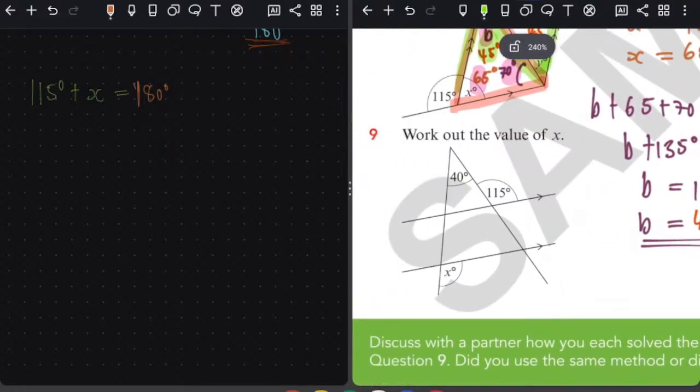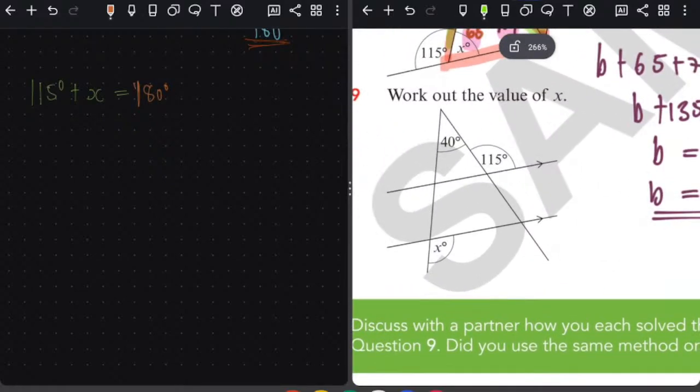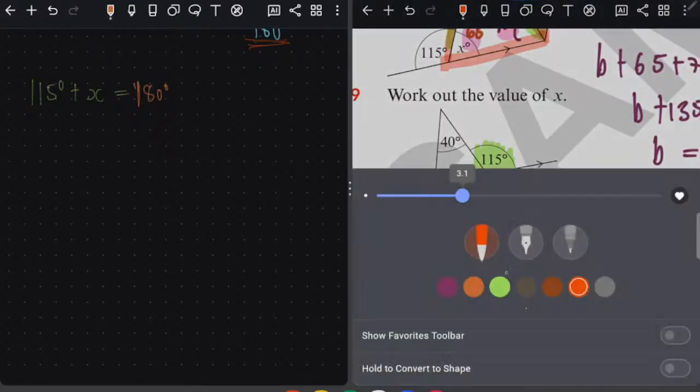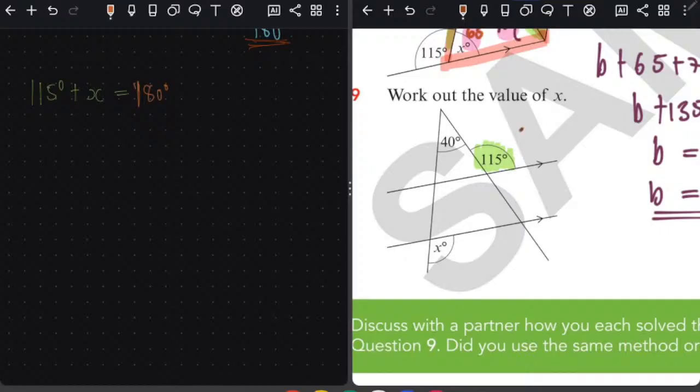Let's do here as our last one. What can you do with 115 degrees? AT. What is the first thing you do with this 115 degrees?